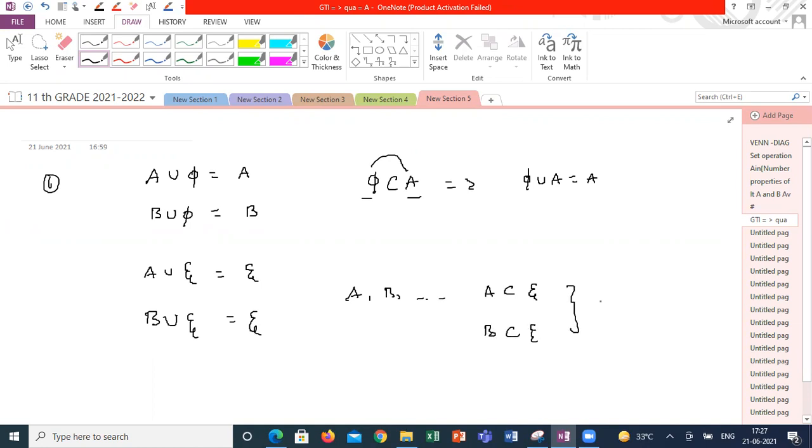Some books represent the universal set with a capital U, like this. This is the universal set in some places. Don't confuse it. There is a proper definition for the universal set, and they will explain it clearly in the numericals, so you can identify whether it is the universal set or the symbol for union. Is it clear, guys? All the properties of the universal set.